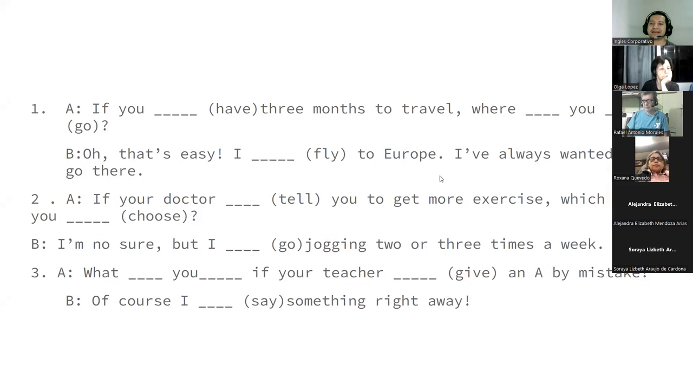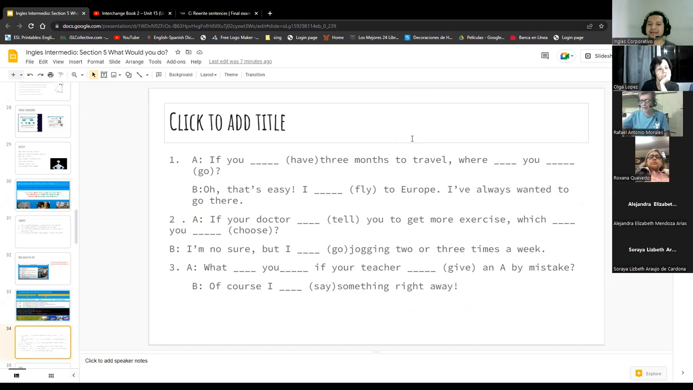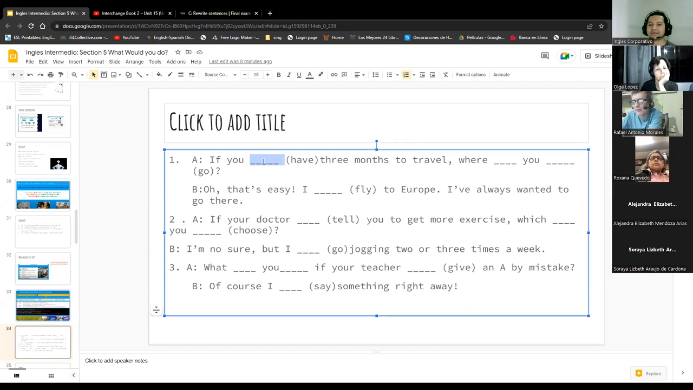Perfect, perfect. Now we are going to practice a little bit. No vamos a hacer lo mismo, solo me van a ayudar a completar estas oraciones, okay? This conversation. Now, it says, if you, and this is the verb that we are going to use, have three months to travel, where, you, go. ¿Cómo es la pregunta correcta? What is the correct question?